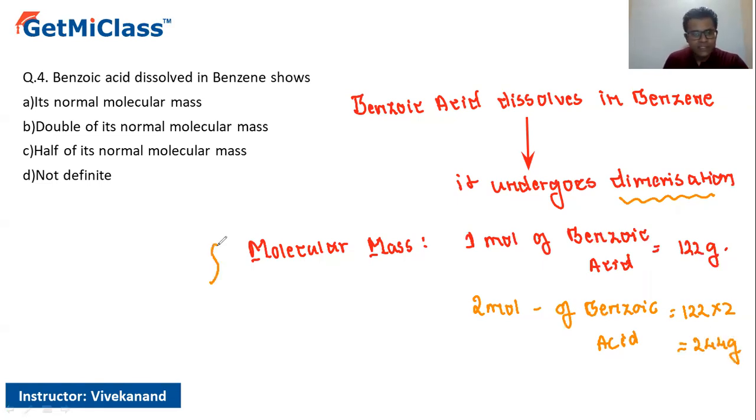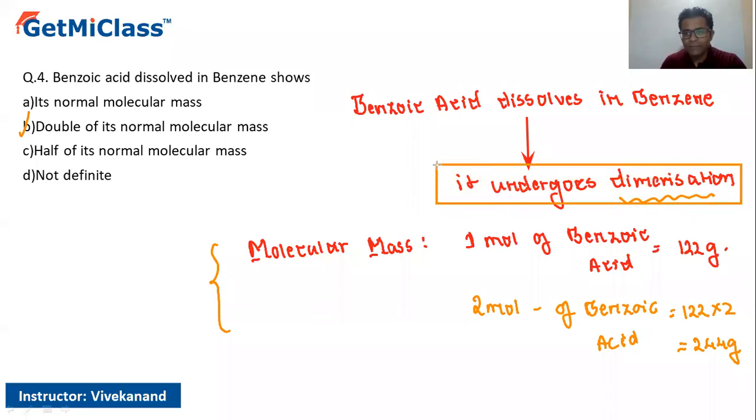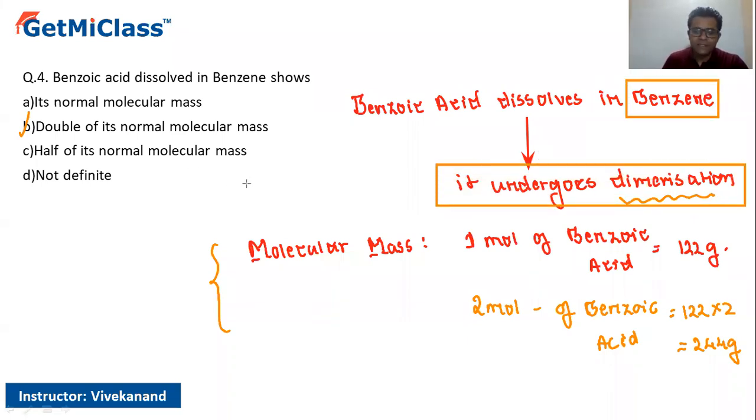Now, in this entire scenario, we need to understand that it doubles its normal molecular mass. So therefore, our answer is over here as option B, because it undergoes the process of dimerization in benzene. So therefore, the answer is option B.